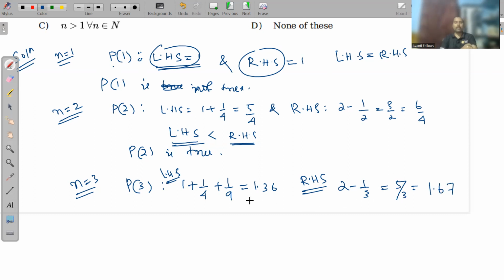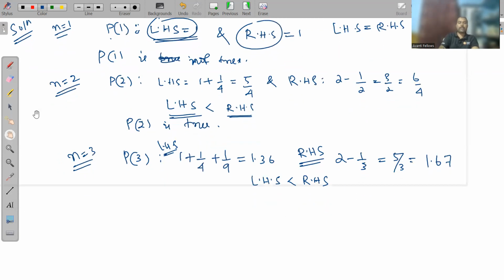So see, in this case also, when we are taking n equal to 3, we are getting left hand side less than right hand side, right? Left hand side becomes less than right hand side. Then we can say here P of 3 is also true. Okay, P of 3 is also true. So P of 2 is true, P of 3 is true.